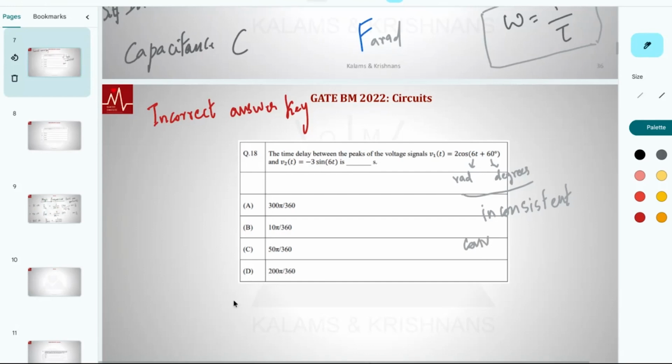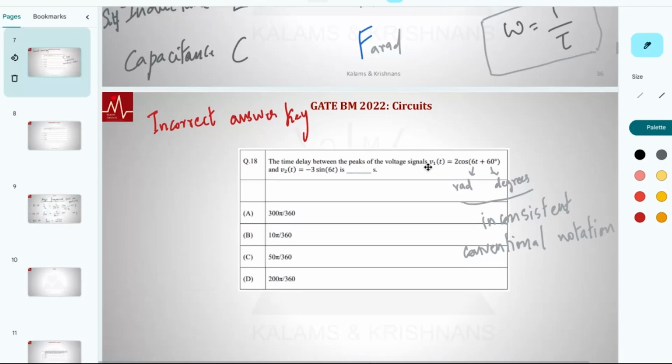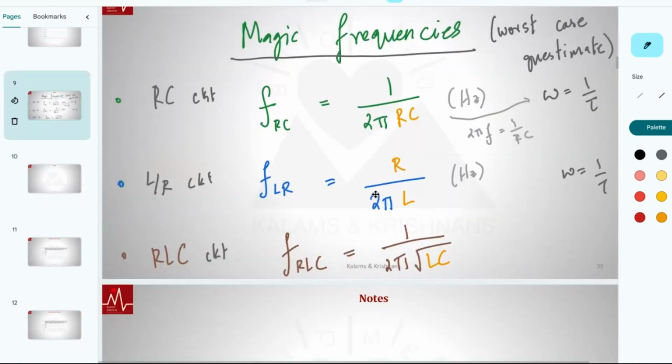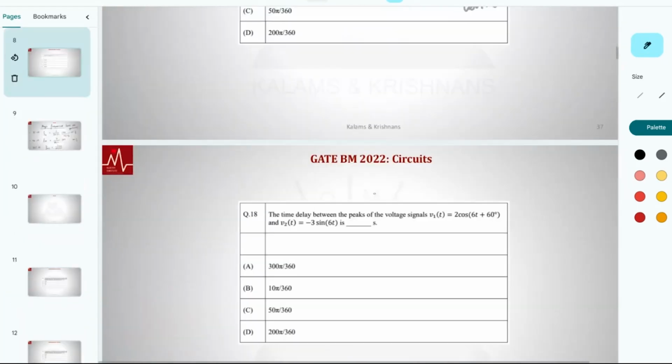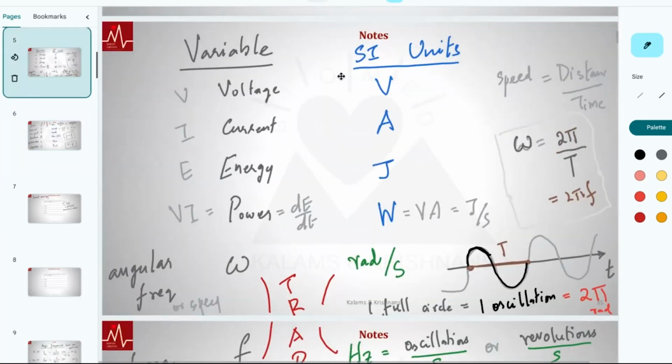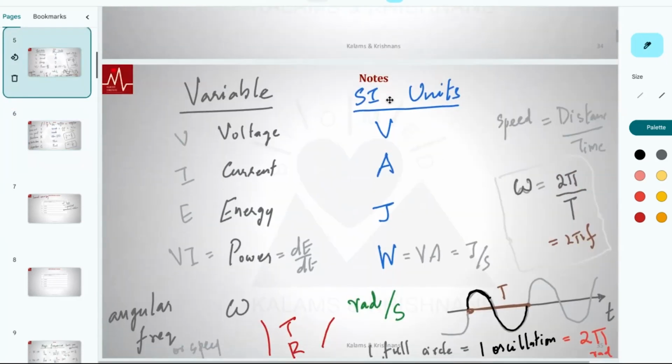They fell into their own trap. Inconsistent conventional notation. So there are many things stopping you from getting marks in this part of the circuits question. One of them being units. But my suggestion is, as long as you stick to SI, you are doing good.